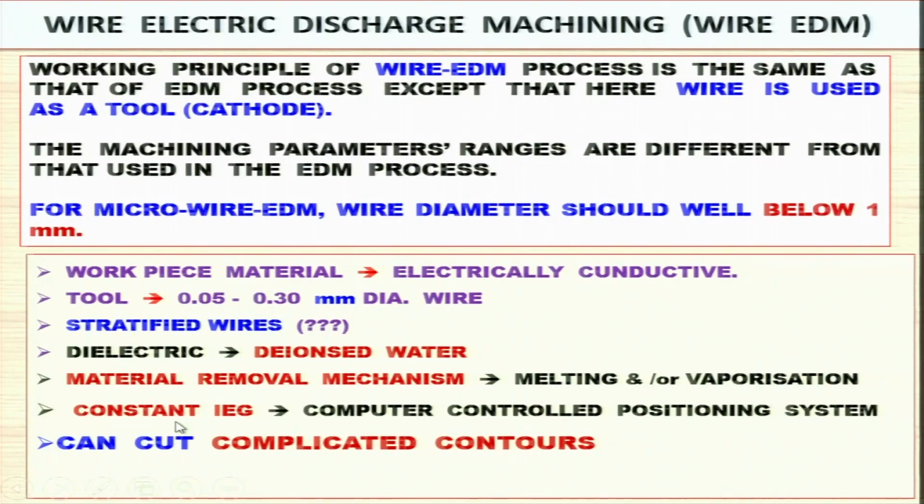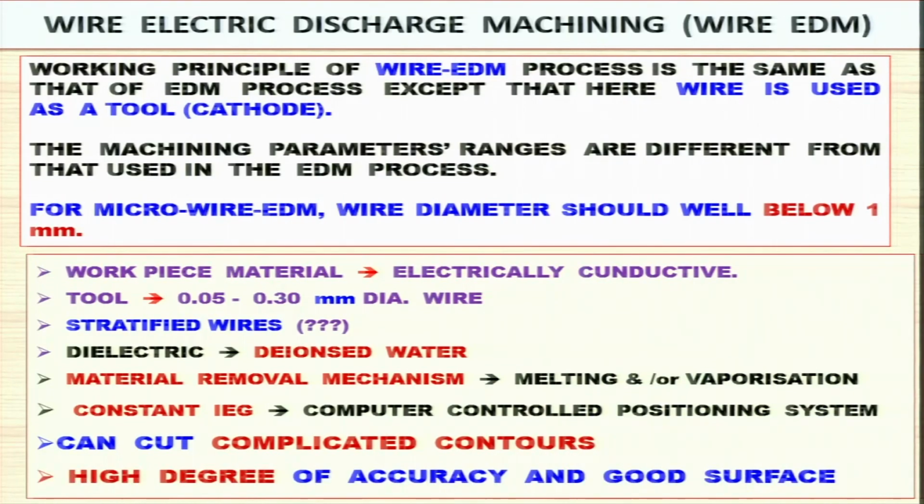It can cut complicated contours. I will show you some examples. It is a very good process. CNC controlled wire EDMM and wire EDM are very good for producing complicated contours. This is also very good for 3D cutting that we will see. A high degree of accuracy and good surface finish can be obtained if you are optimizing the process parameters.